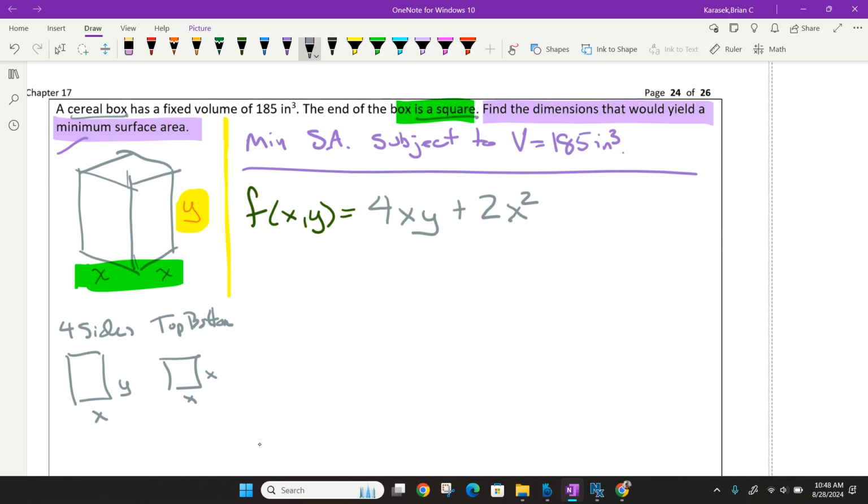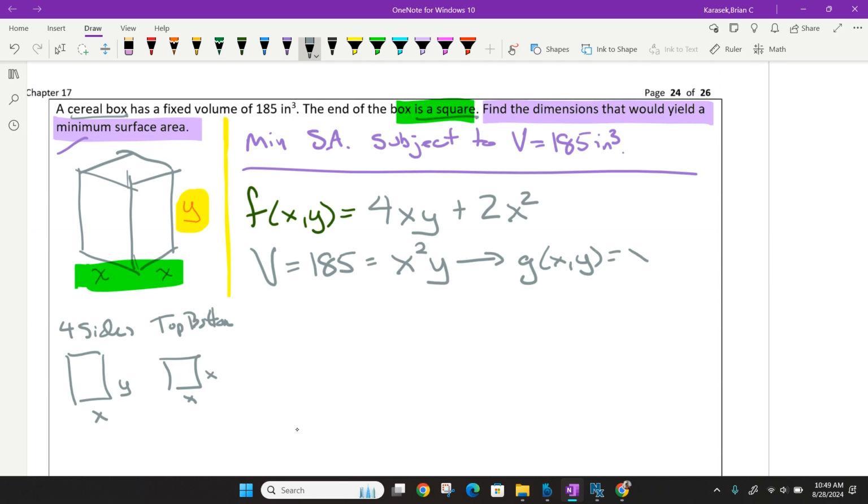Now the volume of a box is the base times the height, the area of the base times the height. So my volume, which has to be 185, will be x squared y. Right? Now if I rewrite that correctly for Lagrange, that would mean that g of x, y is equal to x squared y minus 185. Good so far?